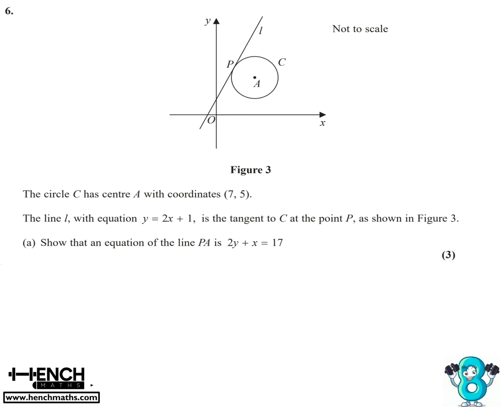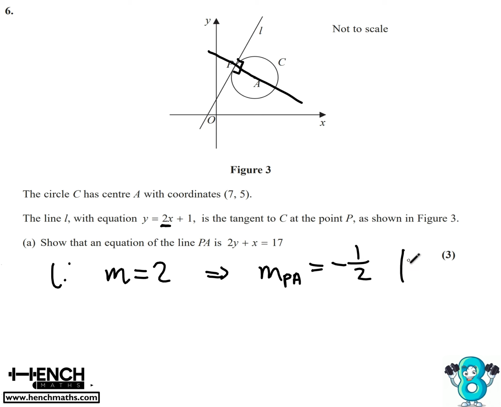So we're trying to find the equation of PA. So we know it's a straight line through PA. We know it's perpendicular to L. So the gradient of L is 2. Y equals mx plus c. This is our gradient. So this implies that the gradient of the perpendicular line, so the gradient of PA, would be the negative reciprocal of 2, which is negative a half. We also know that the point 7, 5 lies on our line.